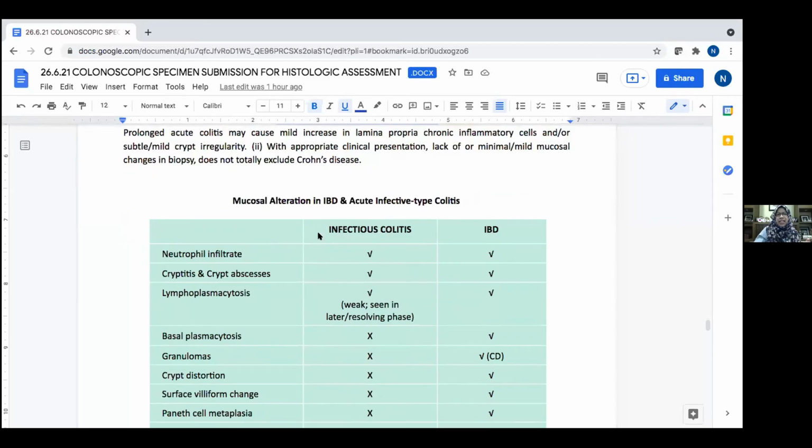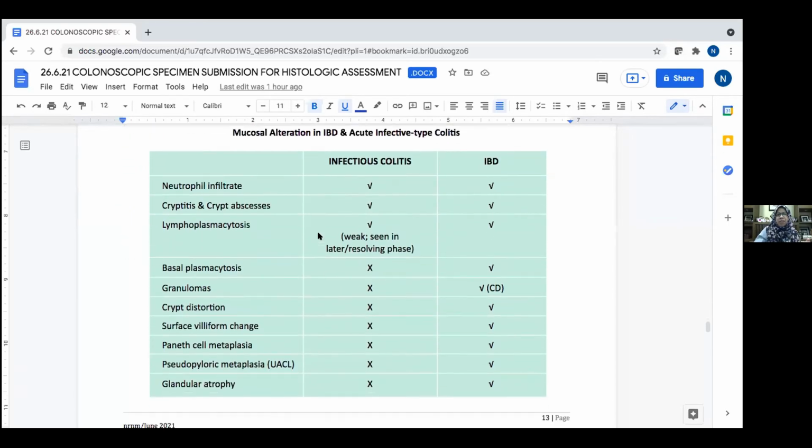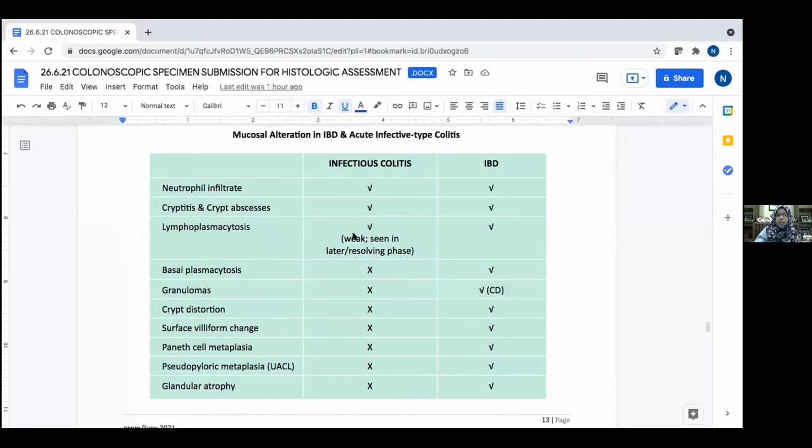So the next table is showing you how to differentiate between infectious colitis and IBD.